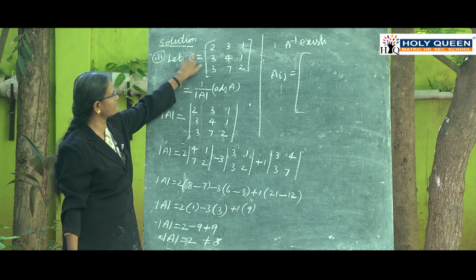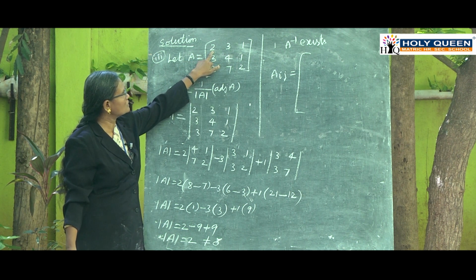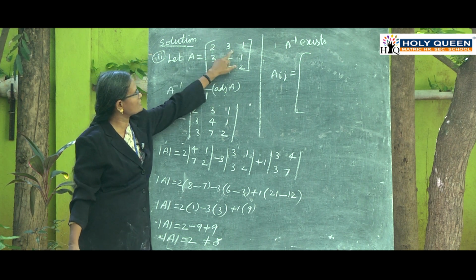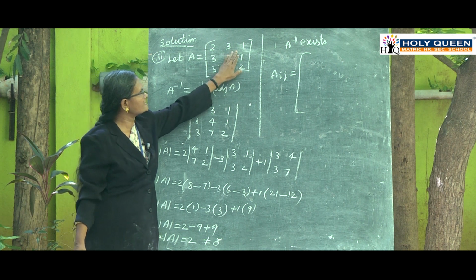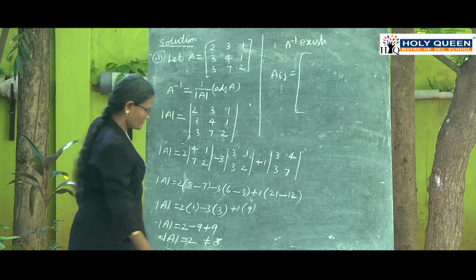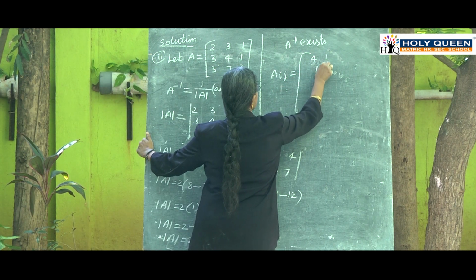Aij. Consider the matrix A, the first row, first element, that is 2. The position of 2 is first row under the first column. Ignore that first row and first column. Consider the remaining elements. All the remaining elements are the minor of 2. So, minor of 2 is 4, 1, 7, 2.